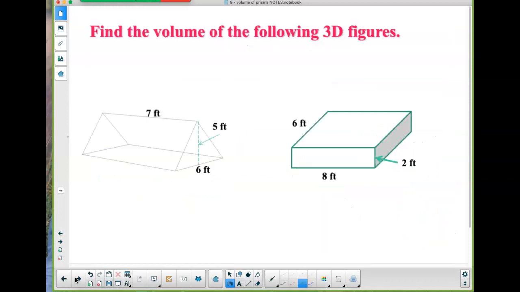Let's try a couple more. Okay, look at this one. What shape is the first one here?